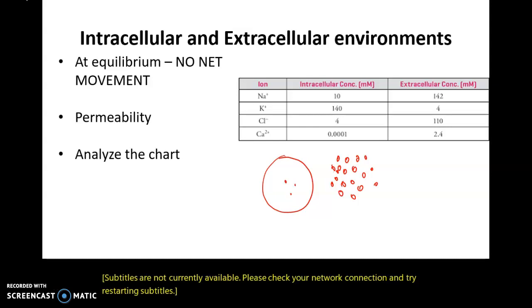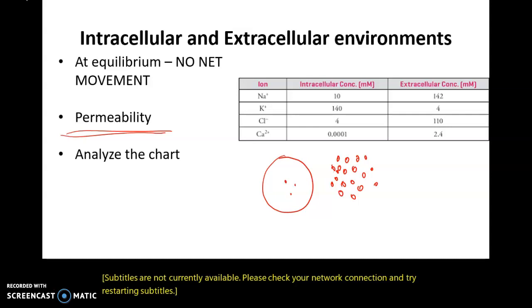But the main factor here is permeability. If the cell is not permeable to this molecule, then there is no point of having the gradient, because the molecules will not enter the cell in the first place, right? So permeability is a very, very important factor. We have to understand whether the cell is permeable to the particular molecule. No permeability, no diffusion. Good?